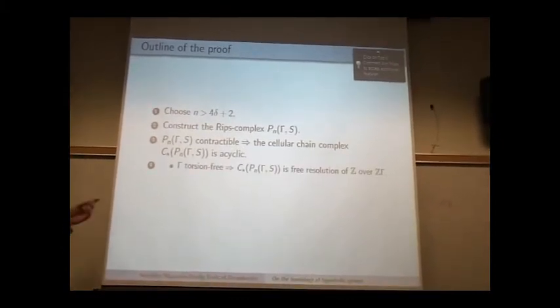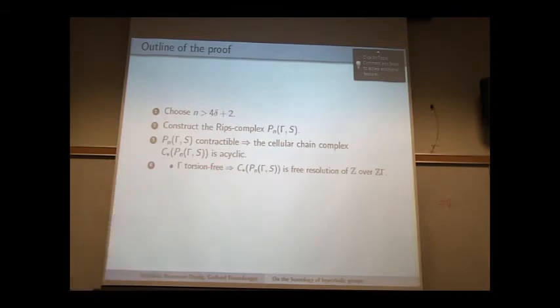Okay, so if gamma is torsion free, we're actually done because we've got a resolution. And if gamma is torsion free, we know that the operation must be free. Because if it wasn't, every stabilizer must at least be finite, and we don't have finite subgroups. So that just means that our operation on the Rips complex is free, and vice versa, the operation on our cellular chain complex is free too.